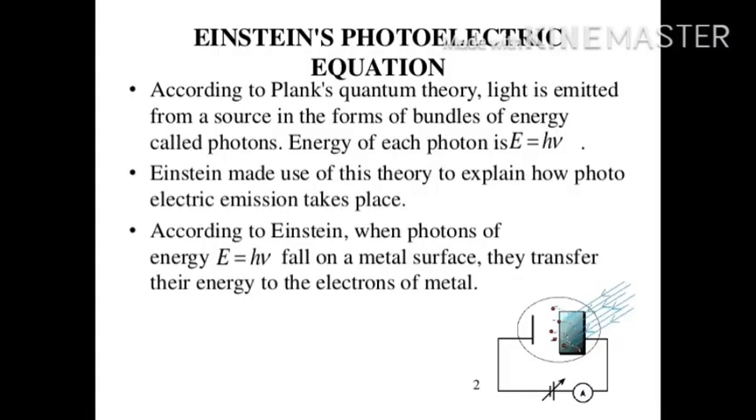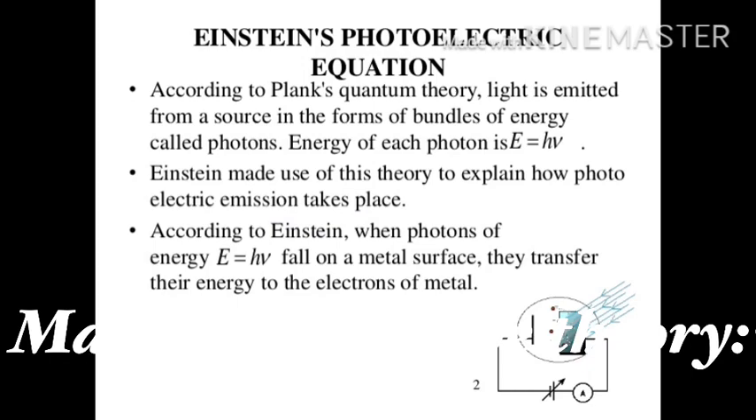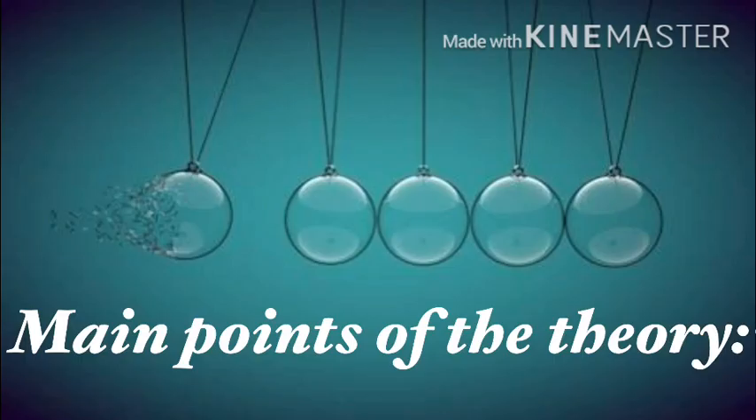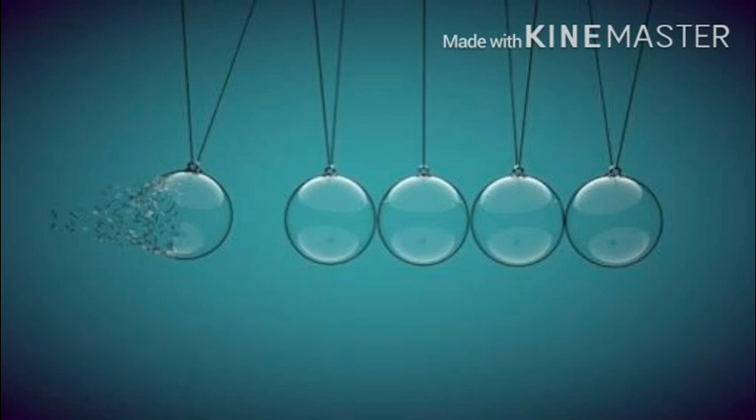In 1905, Einstein explained photoelectric effect on the basis of Planck's quantum theory, according to which a light radiation travels in the form of small packets called photons. The energy of each photon is h nu, where h is the Planck's constant and nu is the frequency of light. So, let us now discuss the main points of the Einstein's theory of photoelectric effect.